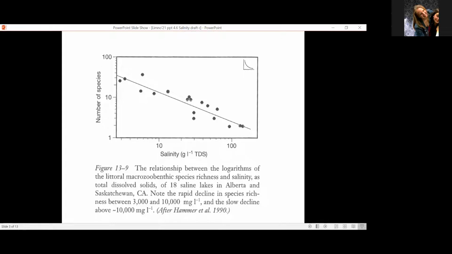So this is a wide range of salinity, from very, very low salinity, very fresh, to very saline. And in Saskatchewan and Alberta, they have a lot of saline lakes, as we also do in eastern North and South Dakota. So they really have a wide range of salinity in the lakes that they can make a graph like this.